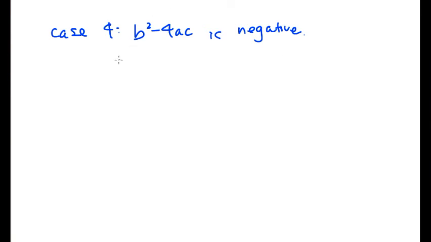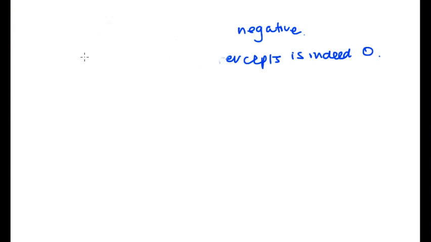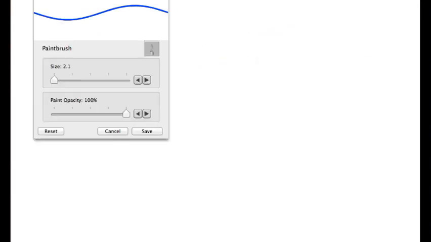But the number of x-intercepts here is indeed 0. That's the discriminant. I am going to show you how to find those imaginary roots in the next video.